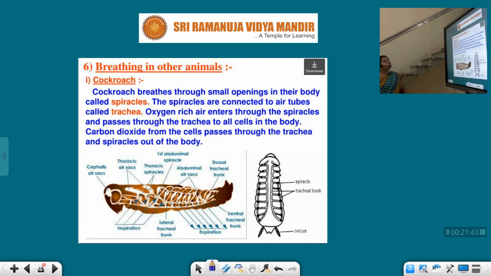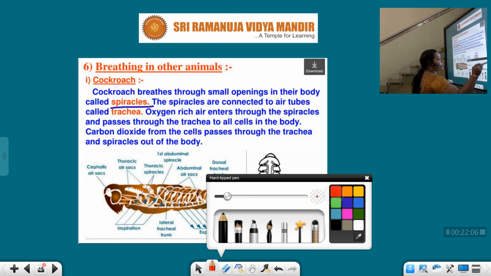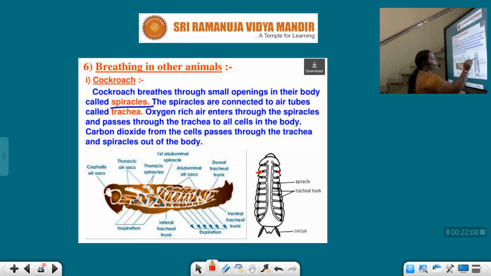Next, breathing in other animals. So far we discussed breathing in human beings. Now we are discussing breathing in other organisms, such as the cockroach. Cockroach belongs to the phylum Arthropoda. Cockroach breathes through small openings in its body called spiracles. So these are the spiracles. See children, this is the cockroach. On the sides of its body, these small openings, spiracles, are present.